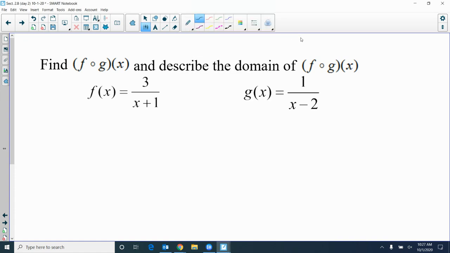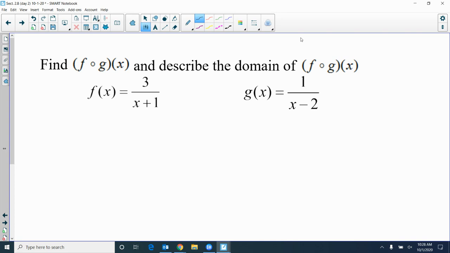Okay, real quick about the domain. What do we plug into first? Which function do we plug into first? Cooper? We would plug in the g of x. We would plug into the g of x function first. So what I mean by that is if we had to find f of g of 8, you would plug the 8 into g of x and get 1 over 6.